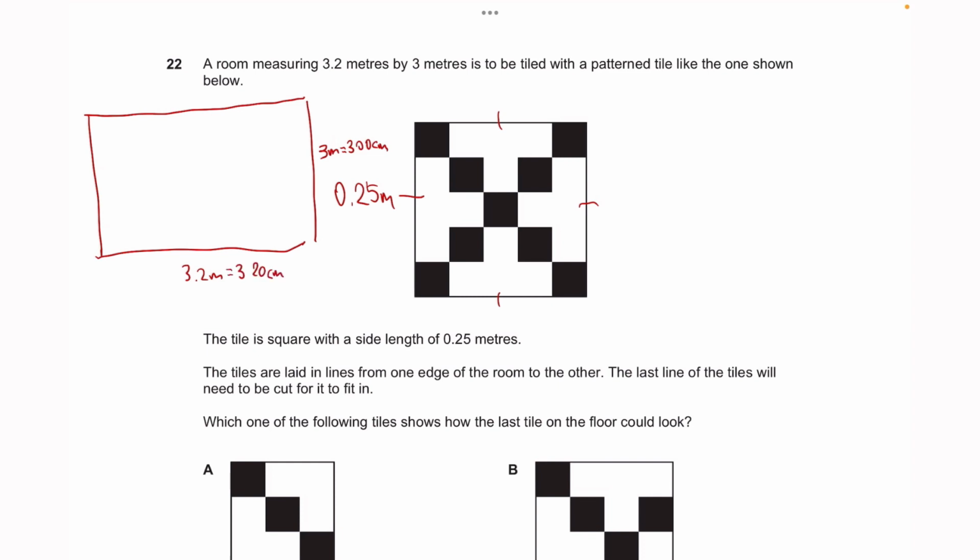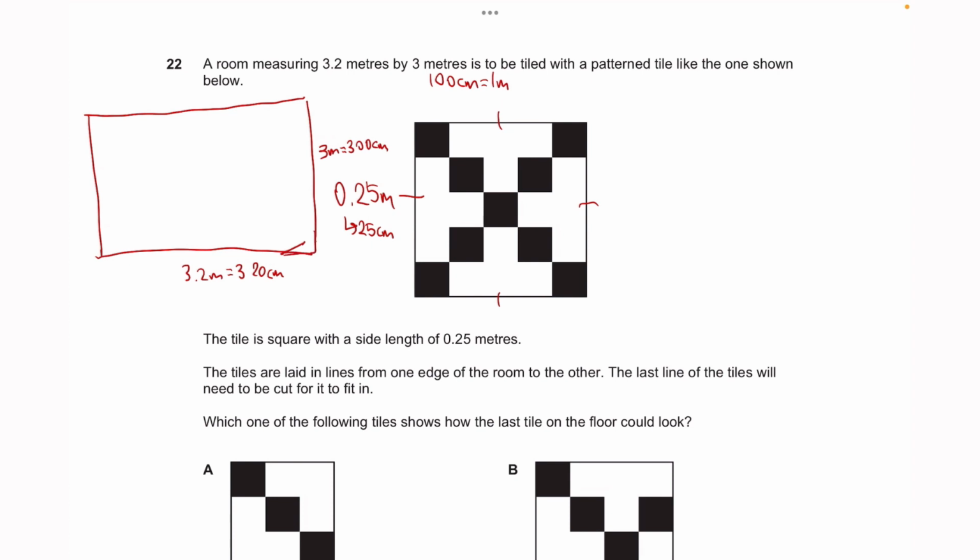Now, one thing you need to know, boys and girls, is that 0.25 meters is also 25 centimeters. So always remember this fact that 100 centimeters is equal to 1 meter. Okay, so now that we know that, let's continue through.